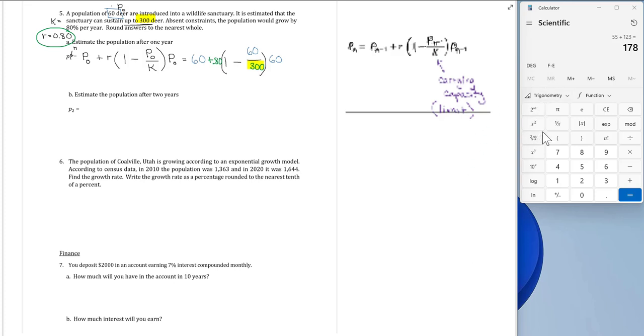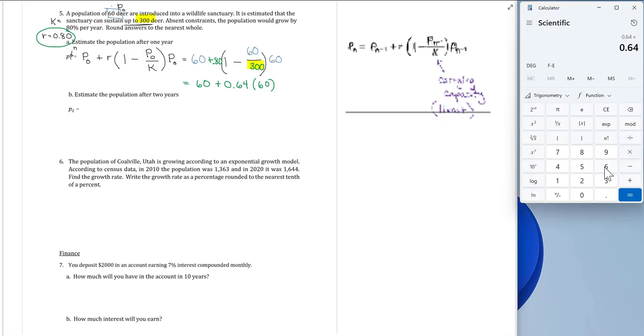When I throw this into my calculator, I like to do my order of operations, start in my group first, or my parentheses. So I'm going to take 60 divided by 300, and I'm going to take 1 minus that answer. Now I'm going to multiply that by 0.8 to give me 0.64. For that middle section, that's also times by 60 and then added to 60.